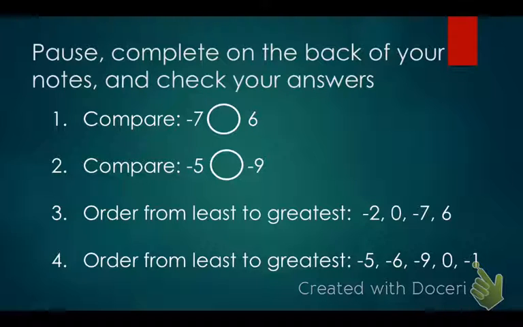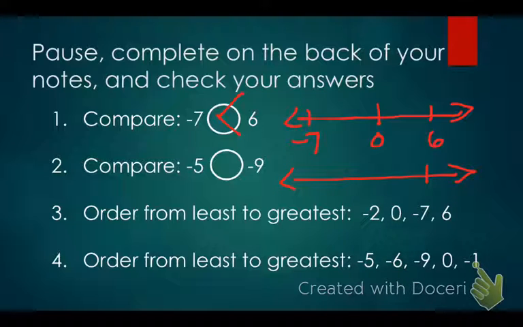Alright, so you should have the answers to these. For number 1, if you need to, use that number line. Okay, 0 is going to be here, 6 is going to be over here, -7 is going to be over here. So 6 is furthest to the right, so -7 is less than 6. For number 2, we've got, here's 0, and then -1, -2, -3, -4. Here's -5, -6, -7, -8, and -9. Okay, so which number is furthest to the right? -5. So -5 is greater than -9.